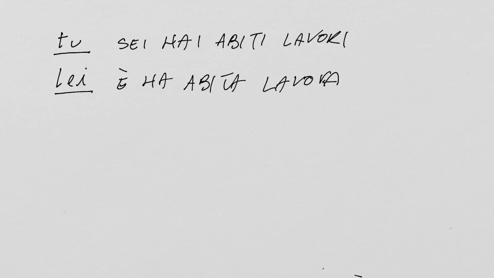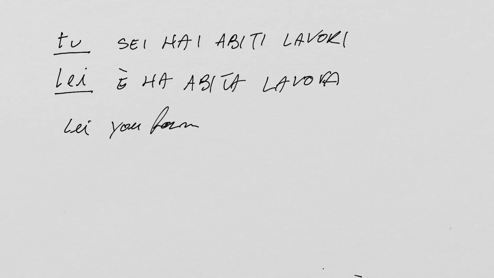You must remember to use the tu form with family members, children, close friends, and in more formal situations, for example, when you speak with a boss, with an adult that you don't know, the formal lei is always required. Keep in mind that when you use lei as you formal, you're talking directly to a person in a formal way.